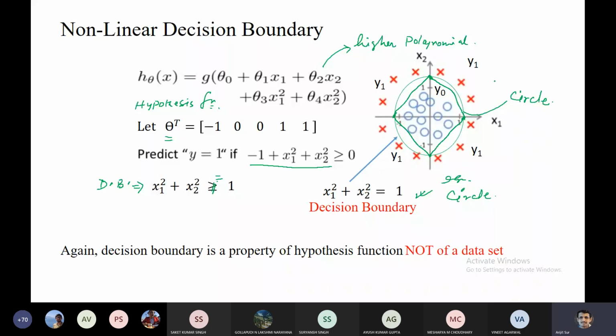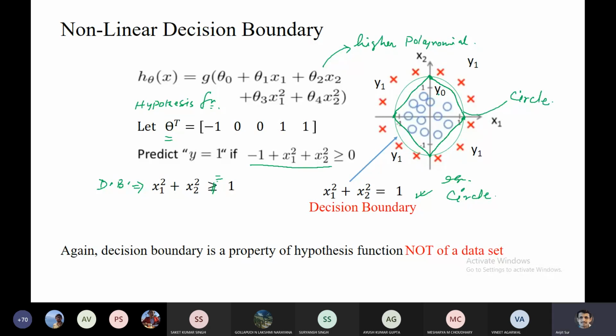You can join four straight lines and get a boundary. So obviously this depends on the hypothesis function. But this is a concept, and the decision boundary concept is very, very important in the case of classification.